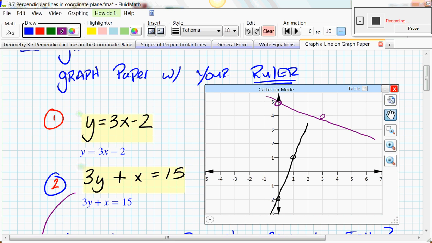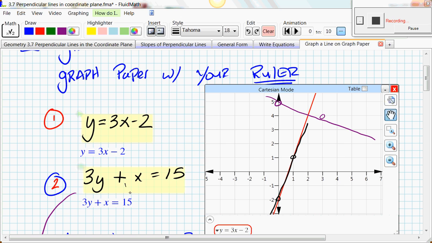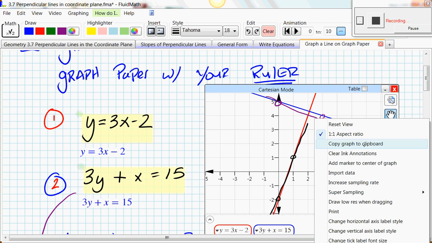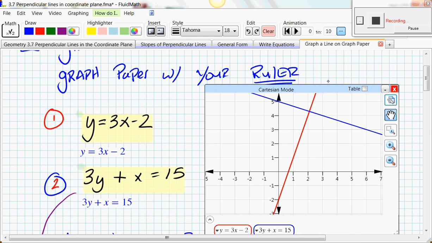Okay, so to really get these lines on the graph, here is the actual graph. There's the first one. That looks pretty good. And there's the second one. That looks pretty good too. That line is much better than mine. So I'll clear this. There we go. So now I have these two graphs over here.